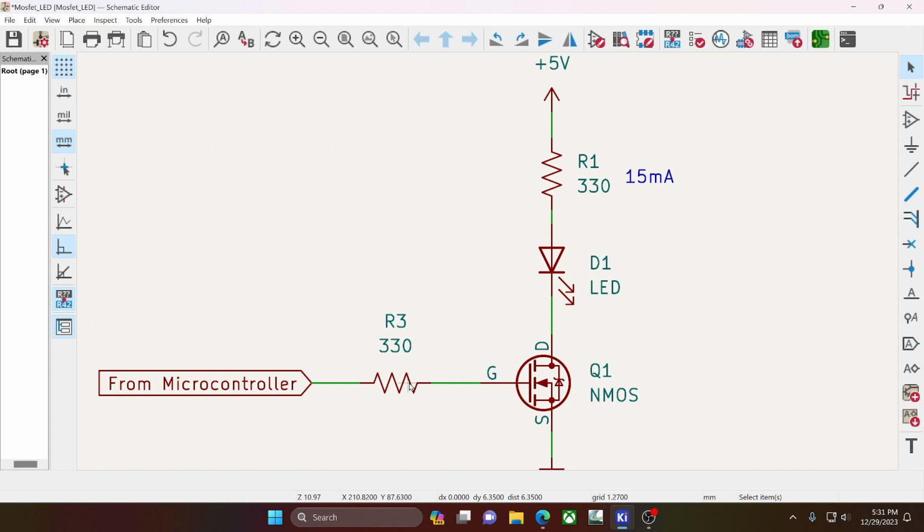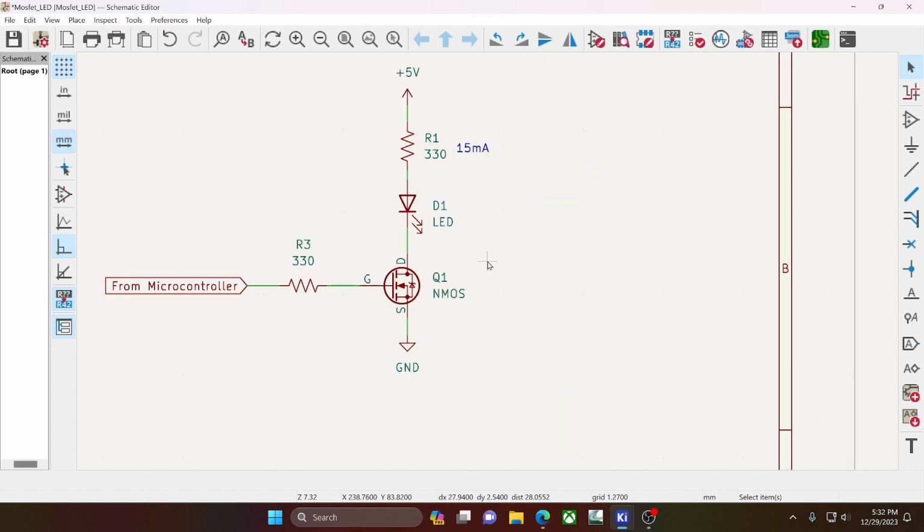And I'm a big fan of BOM consolidation, which is the fancy word for use stuff that's already on the board. Limit your number of unique components.